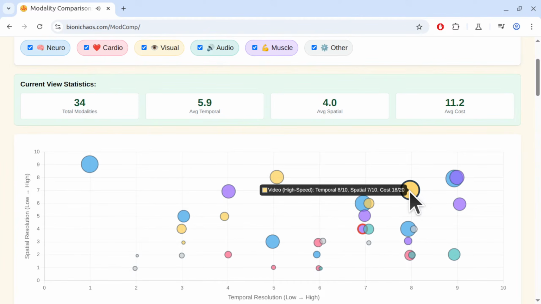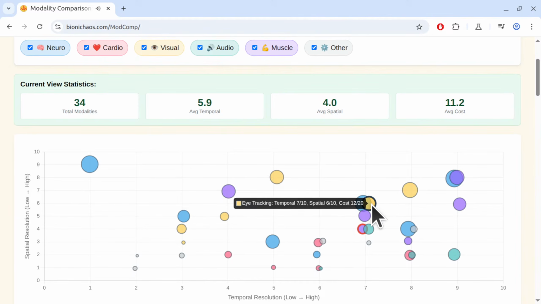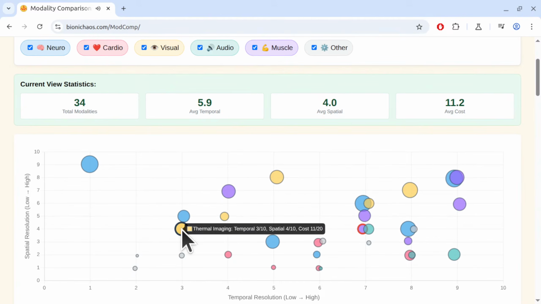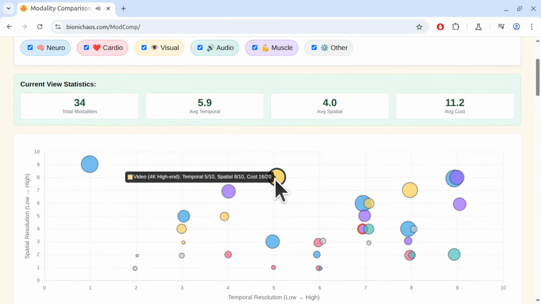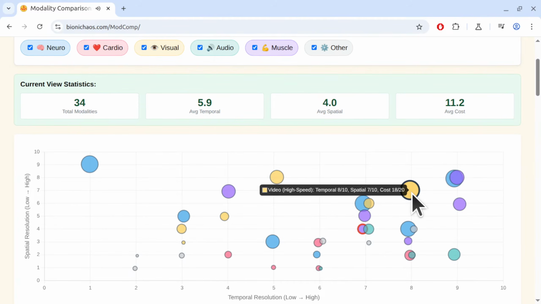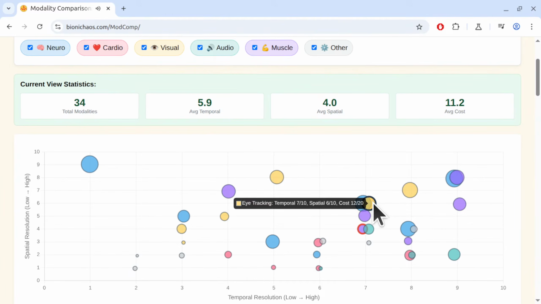Yeah. It really shows, from watching your cat kind of vaguely on a webcam to capturing every tiny muscle twitch in its leap in super slow-mo, there's a price for every pixel and every frame per second. Absolutely. And it puts those average stats in perspective: around 5.9 temporal, 4.0 spatial, 11.2 cost. Most sensors land somewhere in that middle ground, balancing the features and the budget.